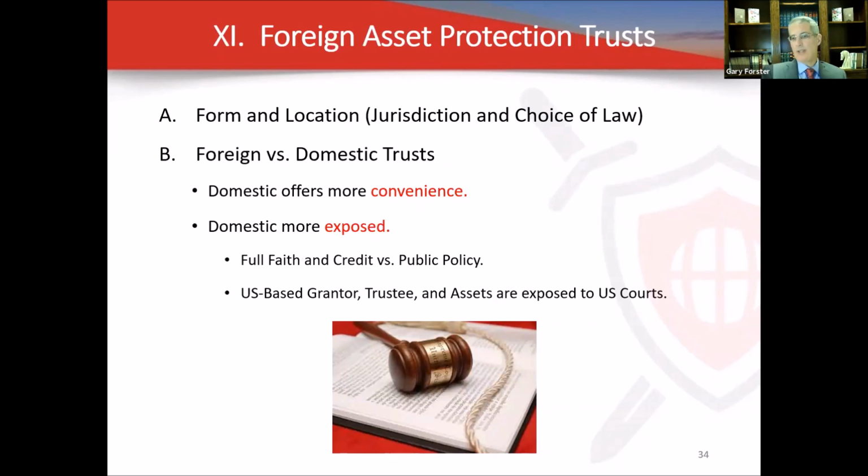We get into foreign asset protection trust. My screen's blocked a little. I'm sorry. That's why I have a little delay sometimes.